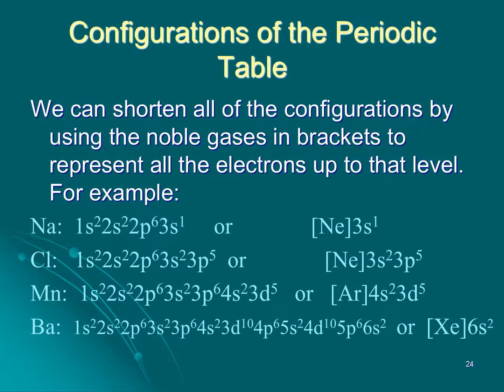Manganese has everything, so you go up to the noble gas just before it, which is argon. That ends with 3p6, so in addition, manganese has 4s2, 3d5. Barium, as you can see, goes all the way up to xenon plus a 6s2.